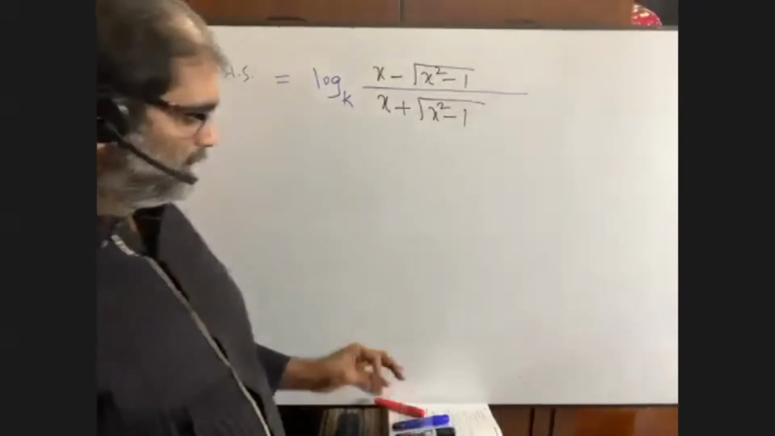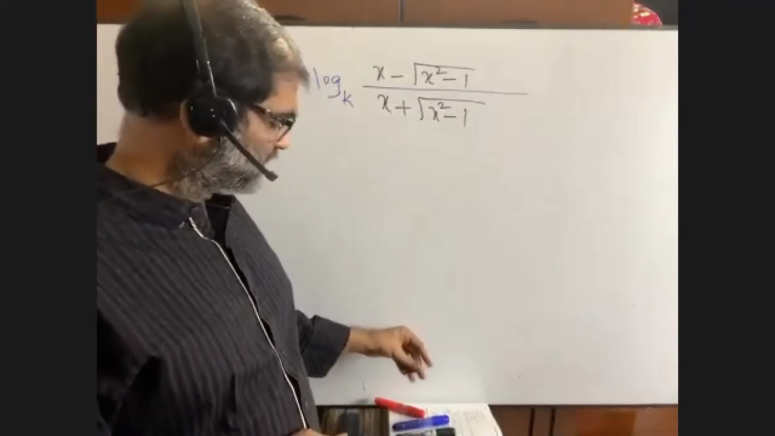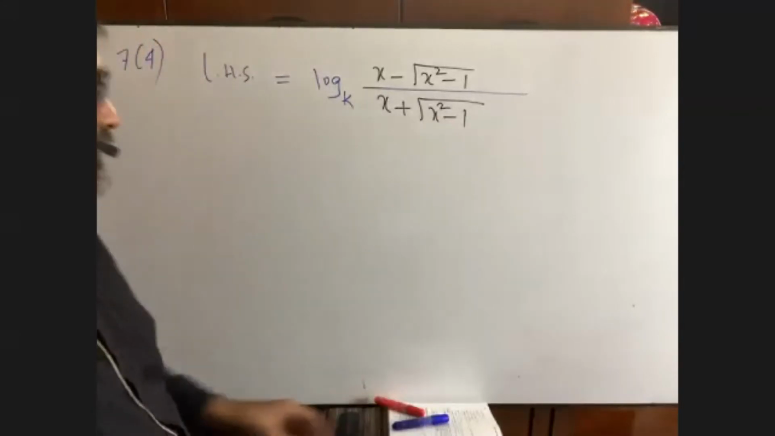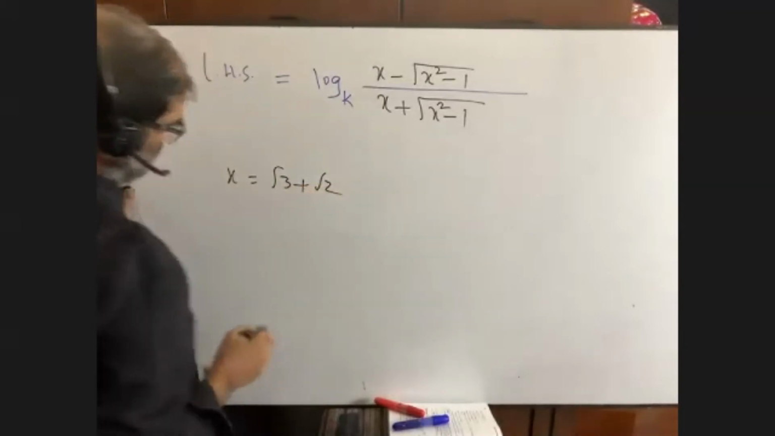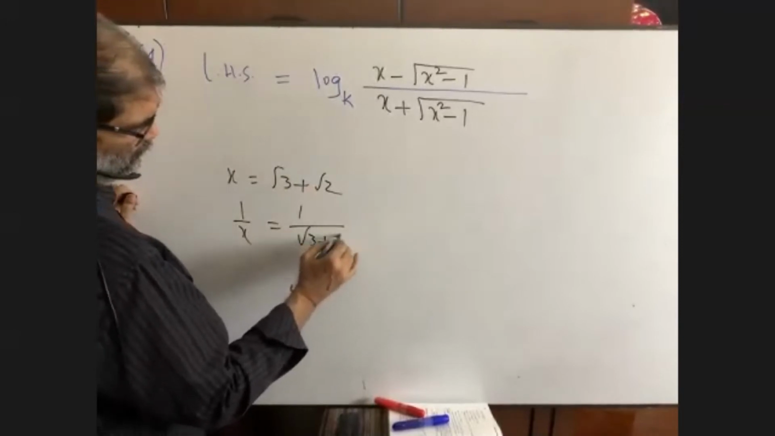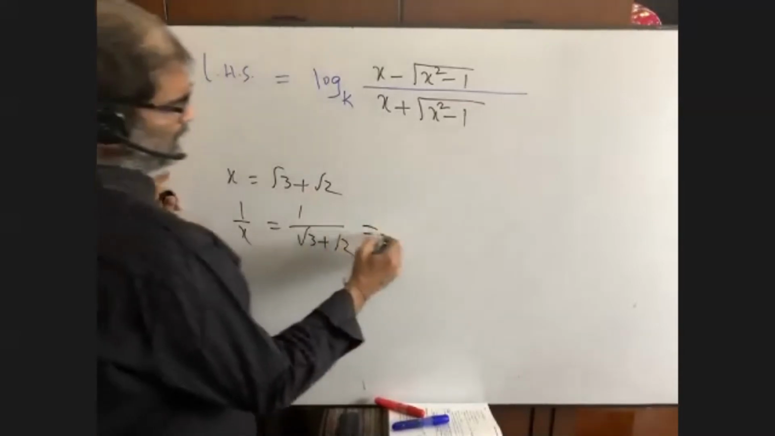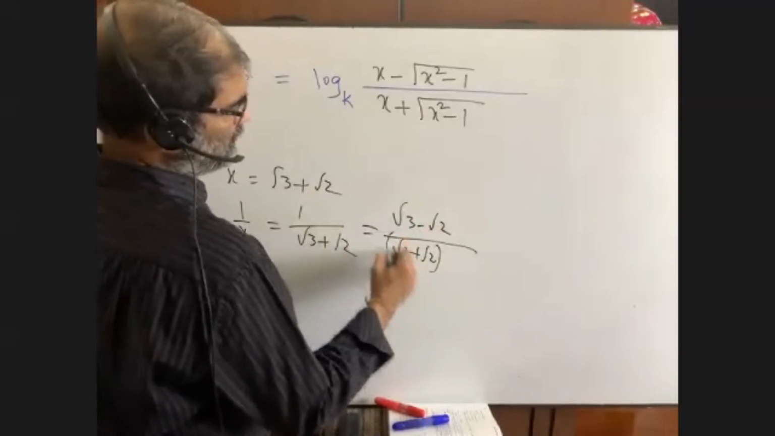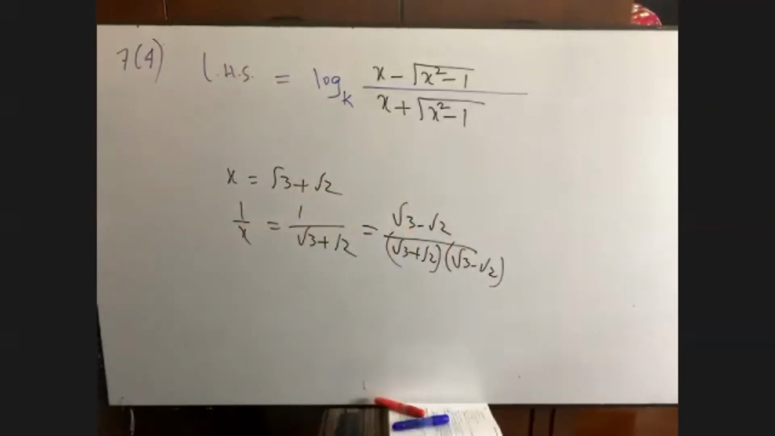Now, you see, in general mathematics, exercise 3.1 and 3.2, you had a lot of maths like this. x equals root 3 plus root 2. Then you had to take 1 by x, that is 1 by root 3 plus root 2. Then what you did there? You had to multiply both the numerator and denominator by root 3 minus root 2, right?